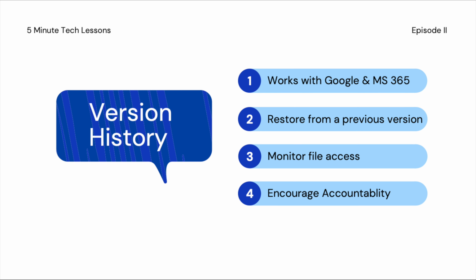So remember, version history works with both Google and Microsoft Office 365. This autosave feature allows us to restore files from previous versions. When we use this in the Google Classroom, this means that we can monitor file access. This encourages student accountability. By holding students accountable for working on their files, we can monitor their progress throughout the 6 weeks.